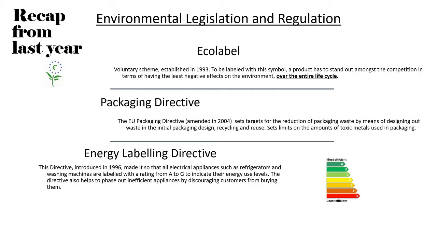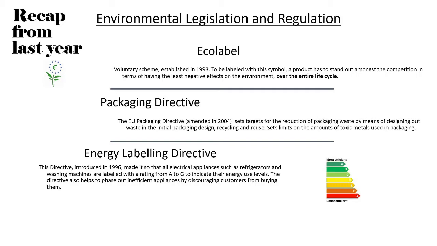And then you've got the Energy Labelling Directive. We have looked at this before. This is where you've got A to G on all energy appliances, so you can see how energy efficient something is. Think of a light bulb: when it's been on, if it's quite warm, like you touch it and it's very hot, that means it's not very energy efficient.